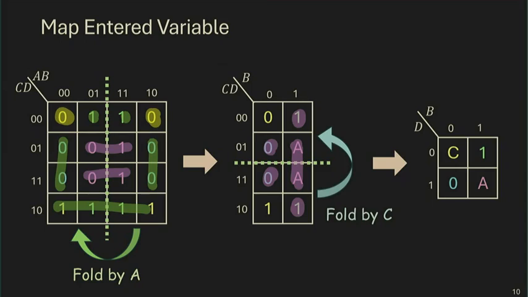0 and 0 can be folded into 0, 1 and 1 folded into 1, A can be folded into the variable A. And finally, we have this disagreeing 0 and 1. We need to look for the condition for that folded variable. The top line has C equals 0, the bottom line has C equals 1. So again, the output is just the C variable. Now we have represented a 4-variable function in a 2-variable K-map. We reduced 2 dimensions.